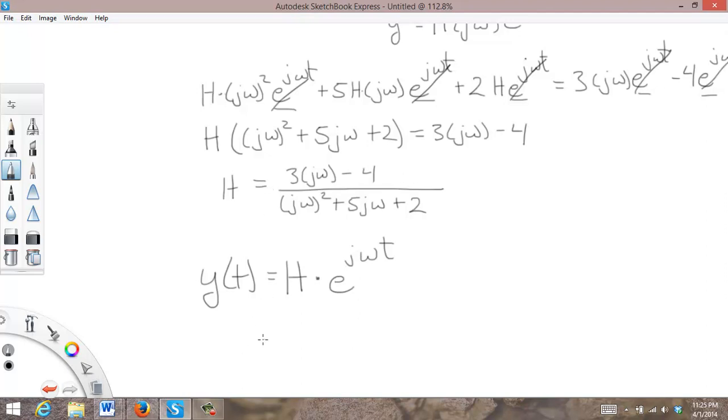which in our case, h is just 3 times j omega minus 4 over j omega squared plus 5 j omega plus 2, times e to the j omega t. So again, omega, this is the form, and once I know what omega is, I plug that number in here, here, and here, and I've got a constant h times that e to the j omega t. And that's it.